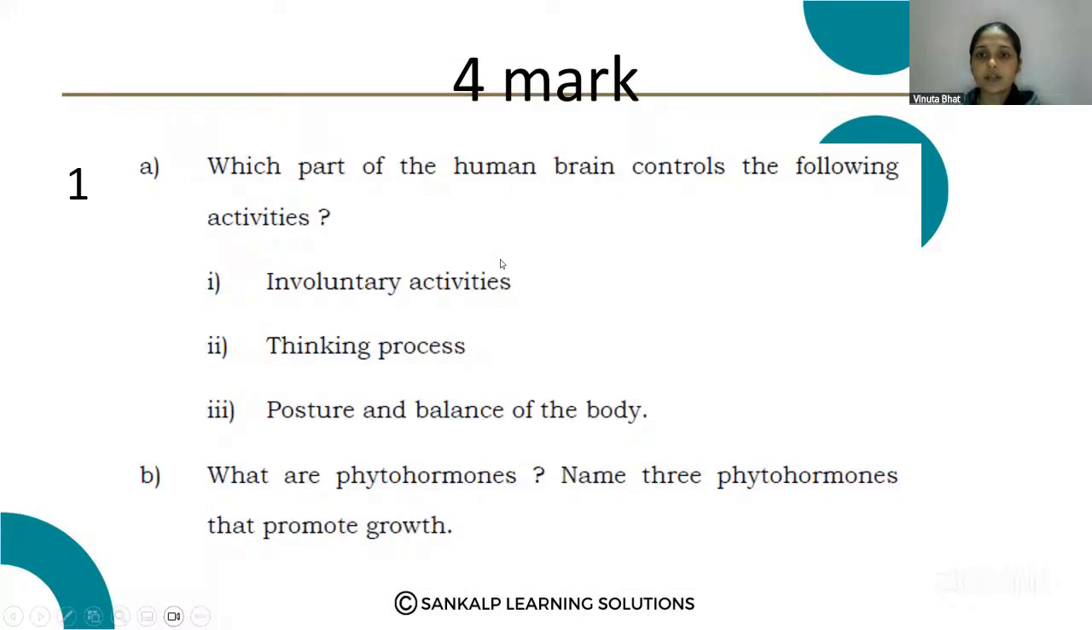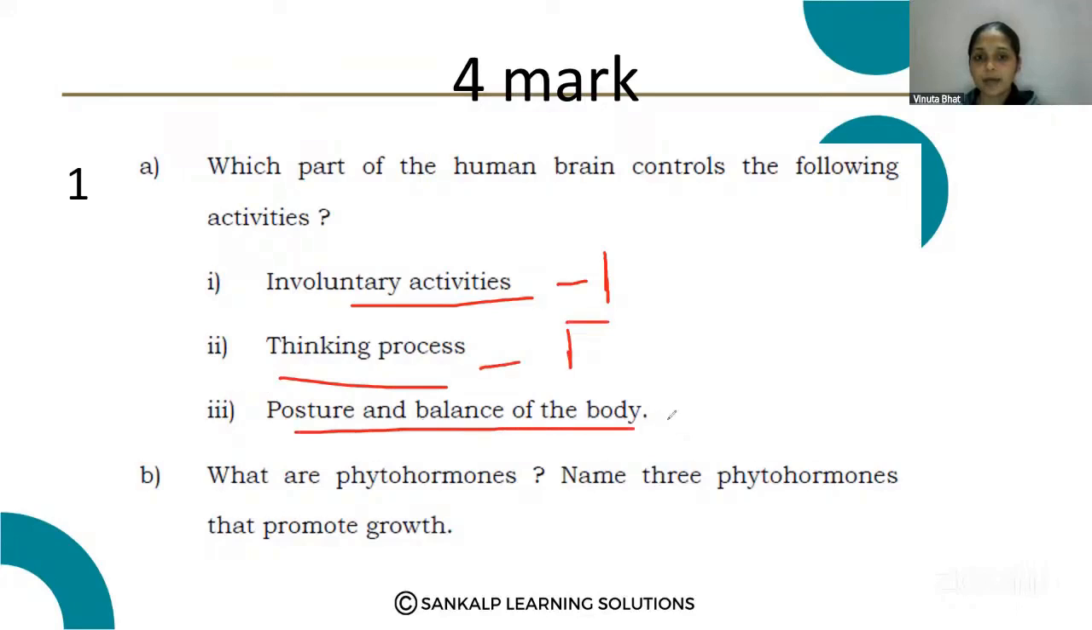So, important 4 mark questions. Which part of the human brain controls the following activities? Involuntary activities, that is the midbrain and hindbrain. In the hindbrain, especially the medulla oblongata. Thinking process, that is the forebrain. Posture and balance of the body, that is the cerebellum.